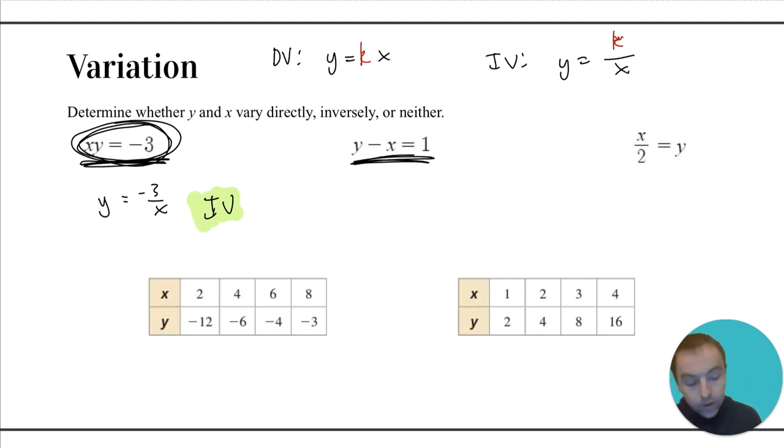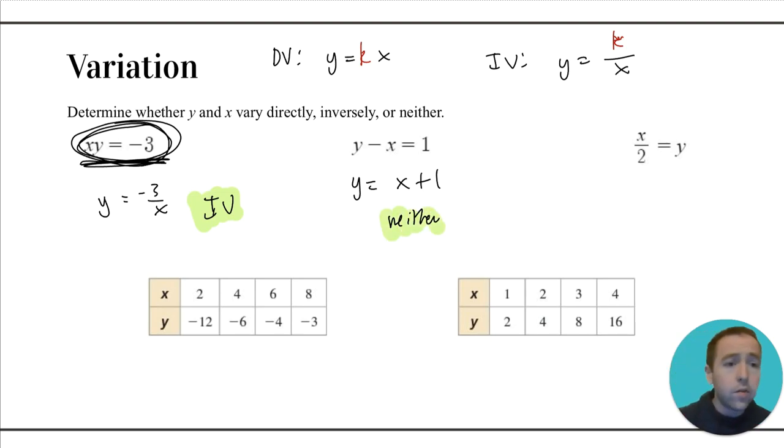In the next example, we have that y minus x is equal to 1. If you get the y alone, you would have y equals x plus 1. That's not going to be inverse variation, because it's not a number divided by x. And neither is it direct variation, because it's got that plus 1. So this is going to be neither of those two particular categories.